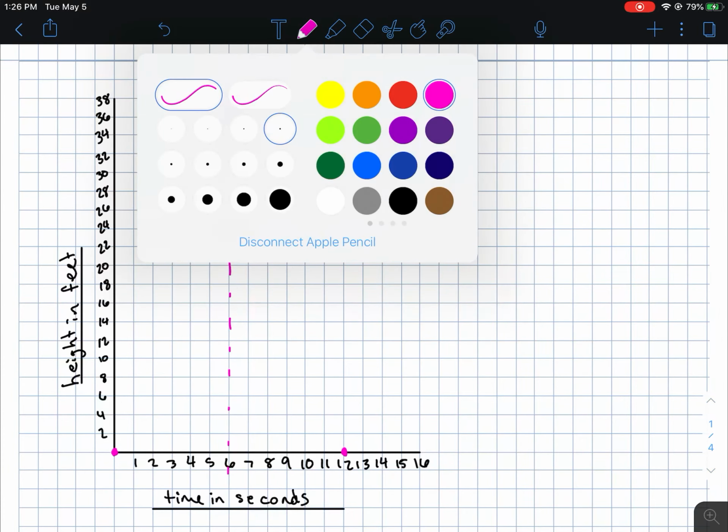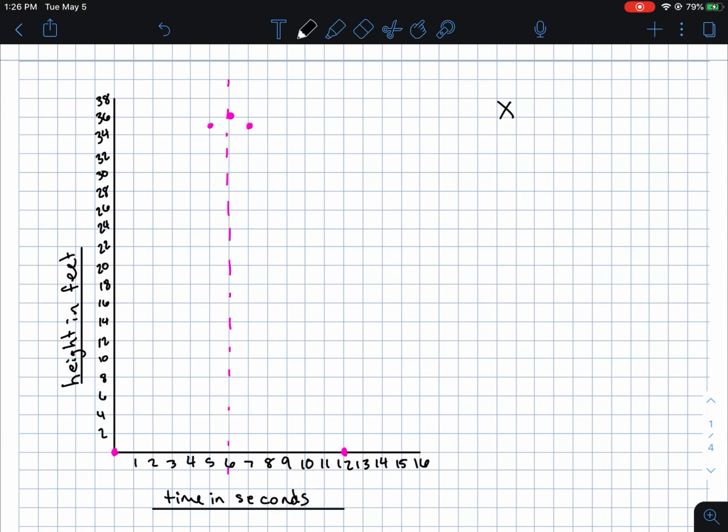Okay, so now I'm going to create a table over here of x and y values so that it makes it a little easier for me to graph.